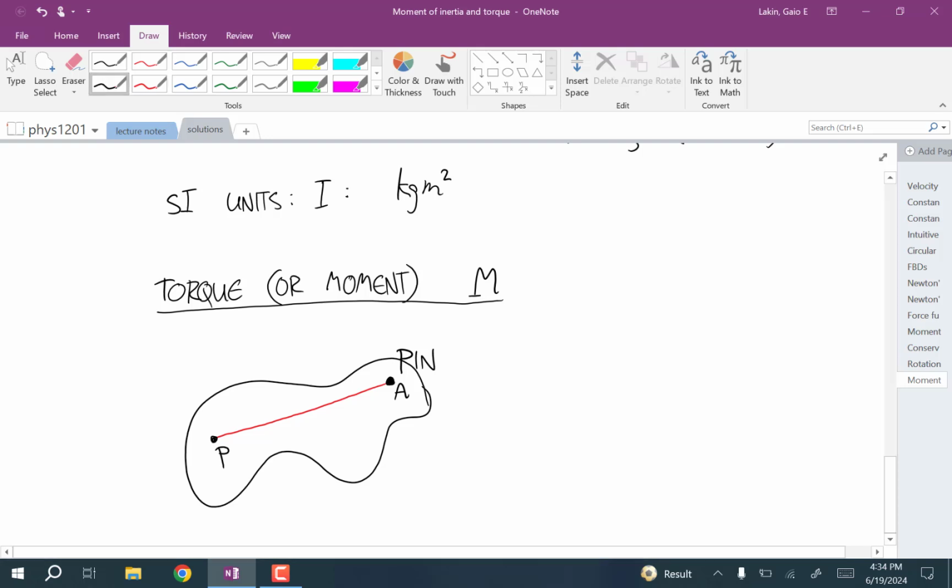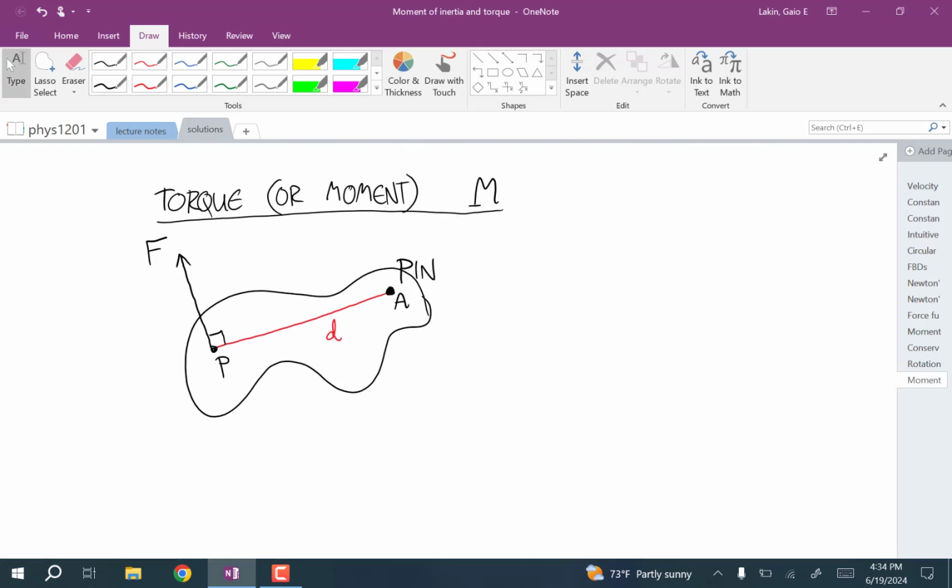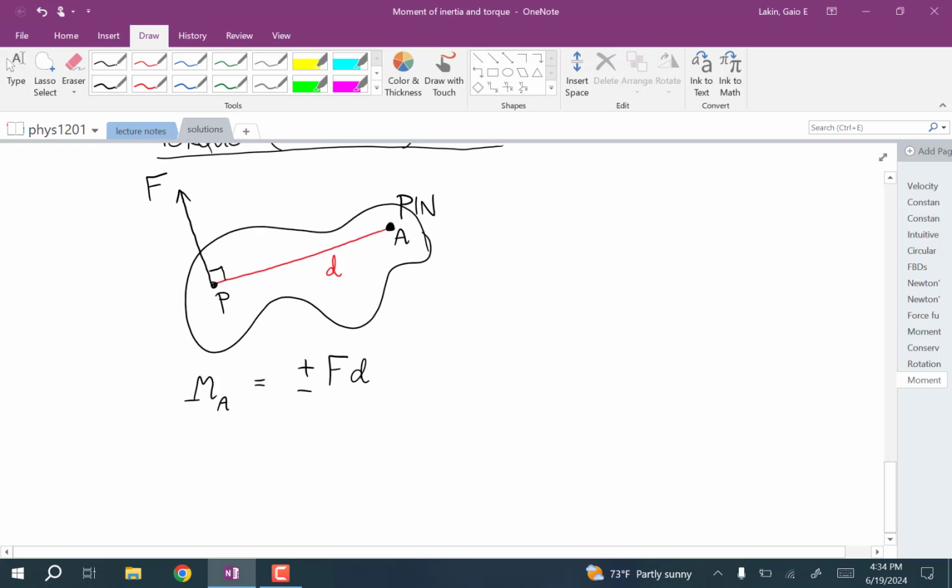so there's that line. And now if the force is perpendicular to that red line that we drew from A to P, so if those are at right angles, I'll call this the force F, and this red line between P and A has a length D, okay? Then the moment produced by that force, or the torque produced by that force about that pin A, is equal to plus or minus the force times that distance.